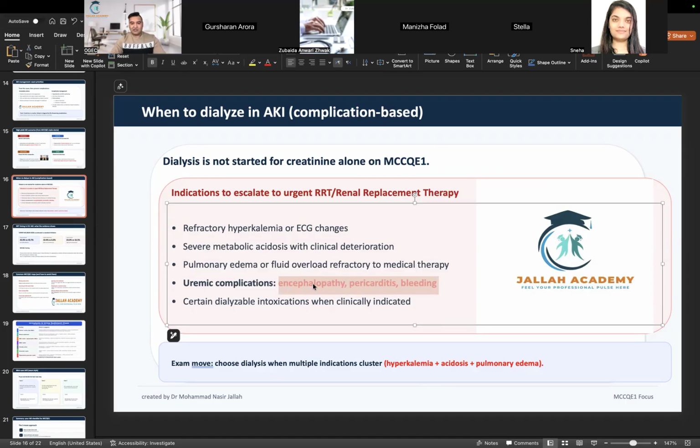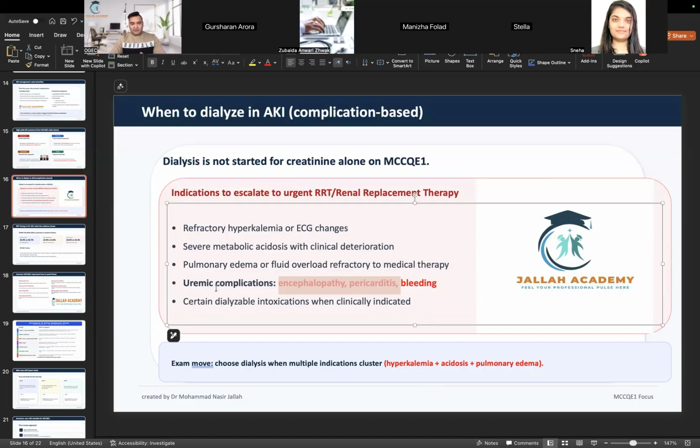So if they want to test you on RRT, which is renal replacement therapy, they will give you a scenario about somebody with an acute kidney injury who is not only not improving, the patient is developing encephalopathy or pericarditis. So encephalopathy, pericarditis, bleeding, these are commonly tested. And out of all these three, these two are very, very commonly tested. Like if you have 4 or 5 cases of acute kidney injury, pericarditis or encephalopathy might be one of those cases.